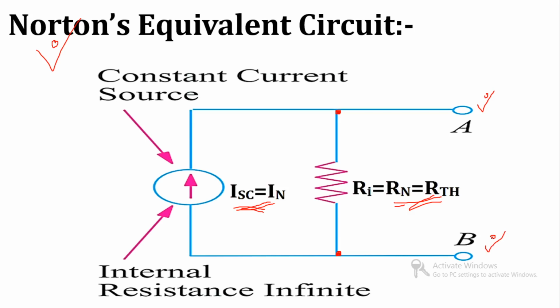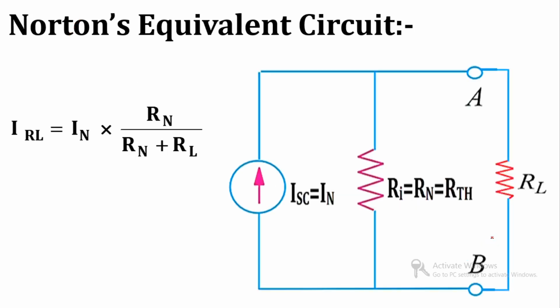So to find the load current, we have to connect back our load resistance RL. So this is the equivalent circuit of Norton's theorem: Norton source IN or ISC in parallel with Norton's resistance or Thevenin's resistance or internal resistance, and this is our load resistance RL. Now we have to find the value of load current I_RL.